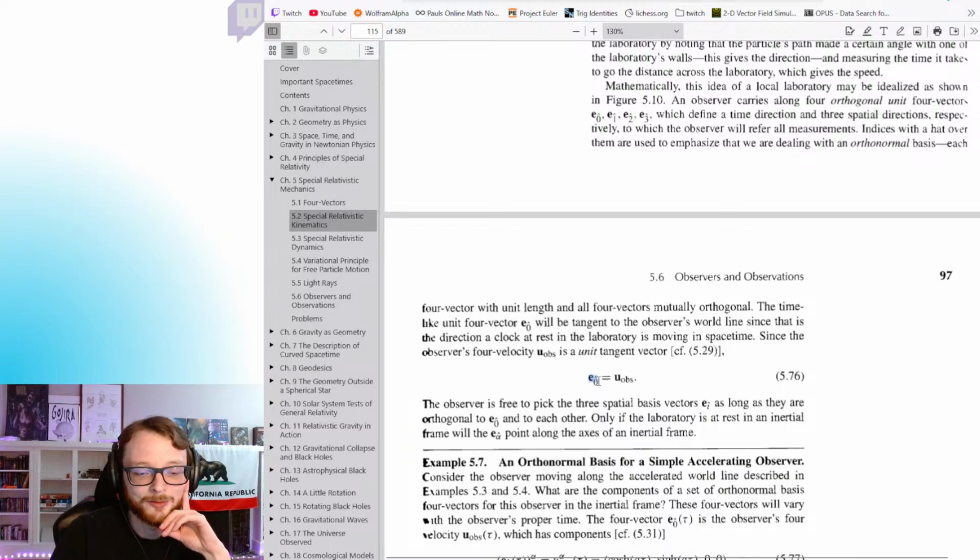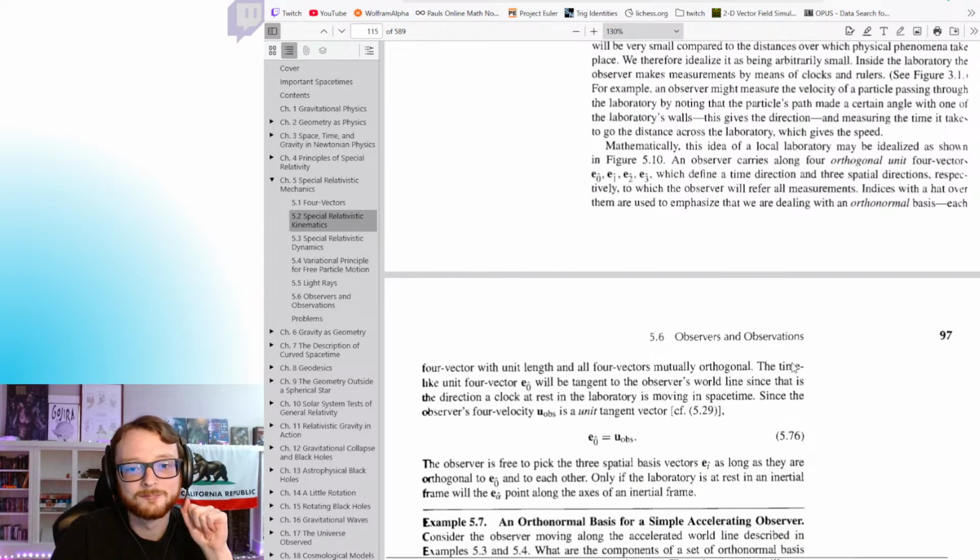The time component. Oh, they're going to put little hats on the vectors if they're orthonormal. If it's an orthonormal basis. Yeah.